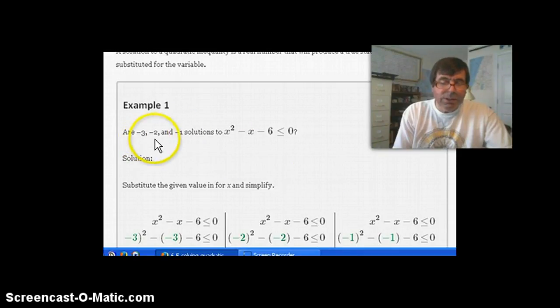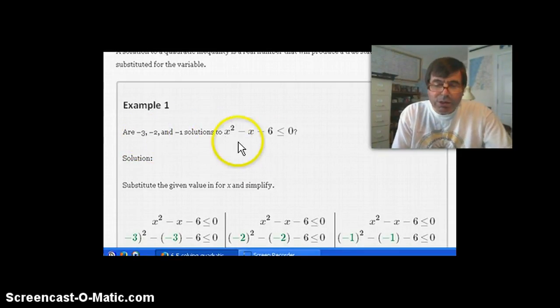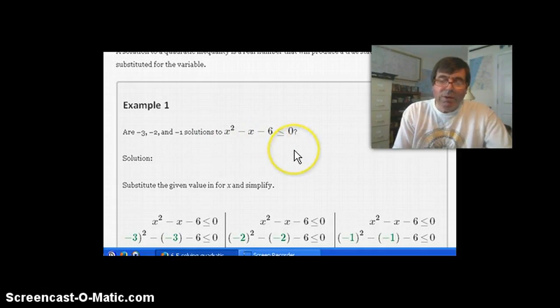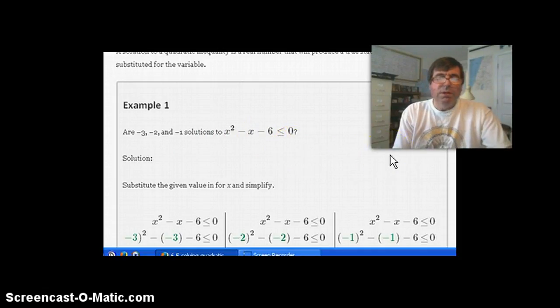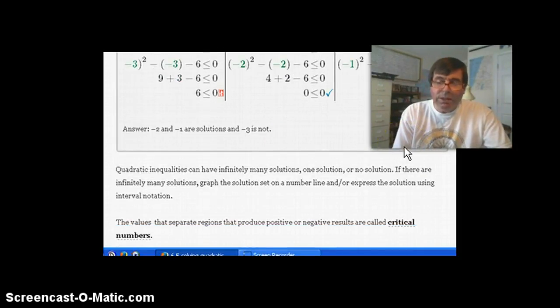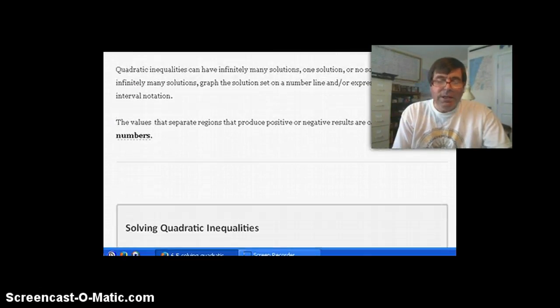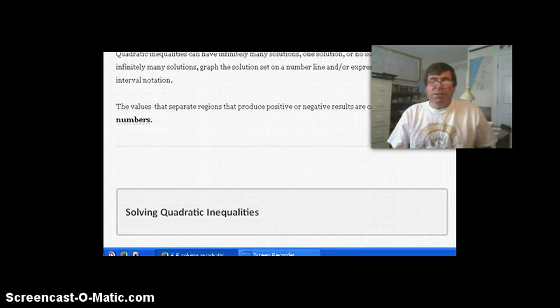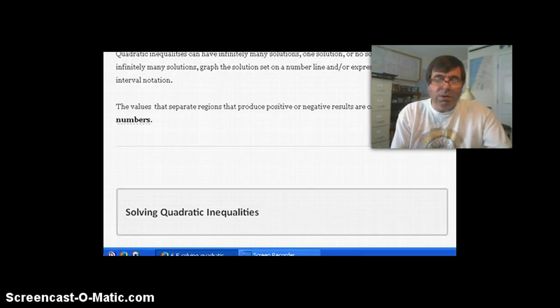Are -3, -2, and -1 a solution to this? Notice it's a quadratic right here, and you want to know if it's less than or equal to 0. So 0 or a negative number, right, if it's less than 0. And lo and behold, this one does not work, this one does work, this one does work. And so you could answer the question.